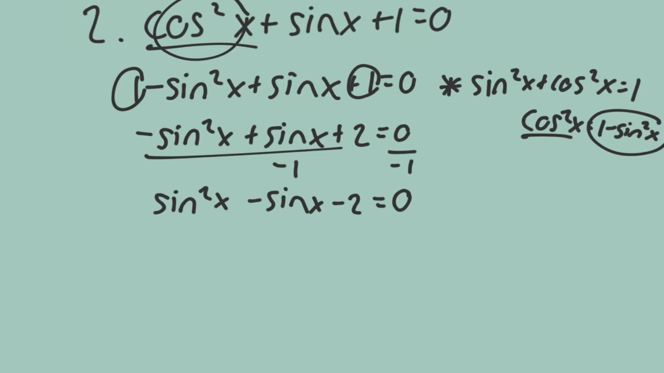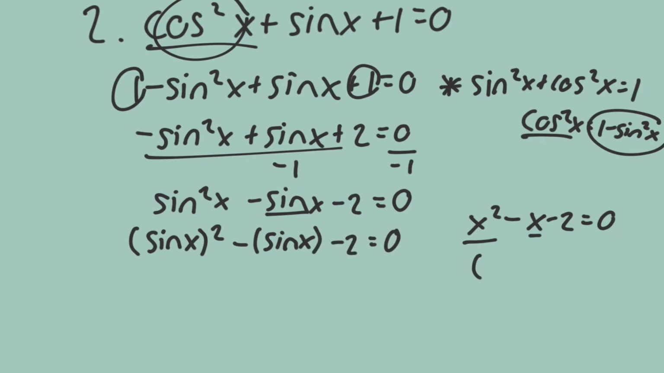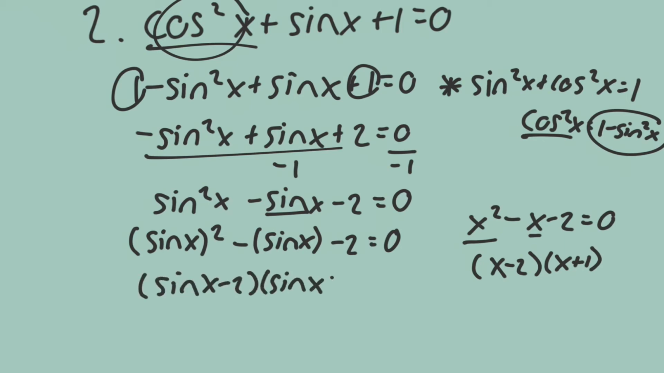This problem is similar to x squared minus x minus 2, but instead of x's, we have sine of x's. And if it helps you to see that more, if you wanted to write the sine squared x as sine x squared, x squared minus x minus 2 factors as x minus 2 times x plus 1. So this one's going to factor as sine x minus 2 and sine x plus 1. And we can set both equal to 0.